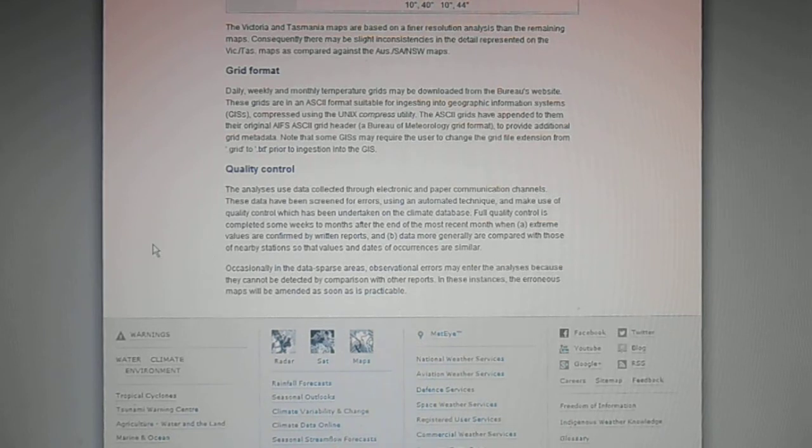I'm only guessing. Occasionally in the data sparse areas, observational errors may enter the analyses because they cannot be detected by comparison with other reports. In these instances, the erroneous maps will be amended as soon as practical. Right. Might be practical to do 1925. What do you reckon? It's a data sparse area. Who knows what they would amend it with?